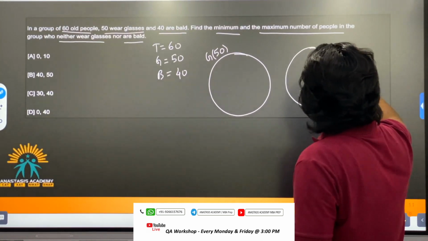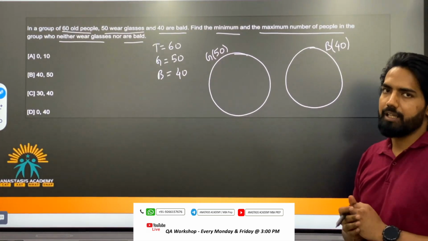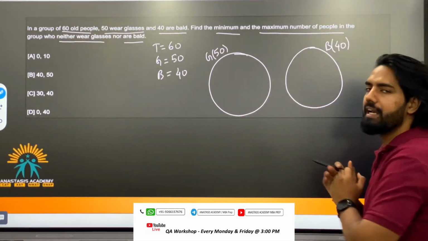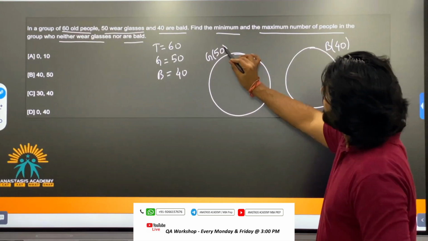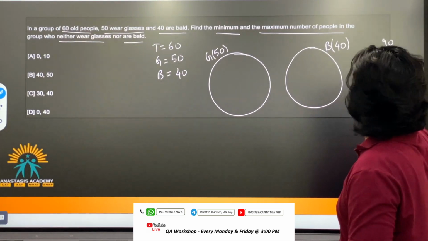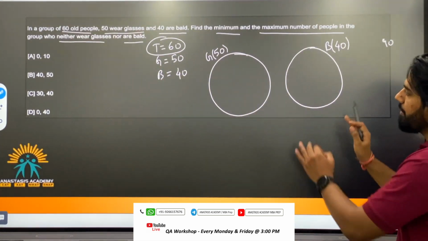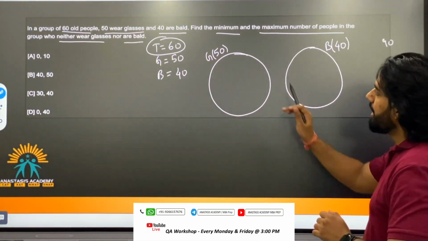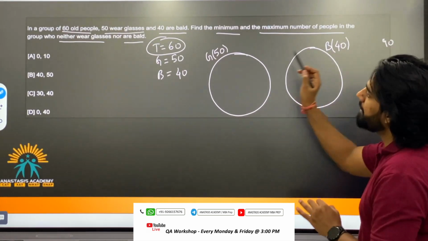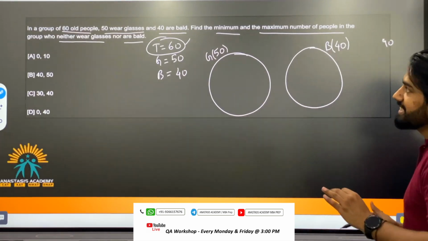So I am making them here. These are the group of bald people. The number of bald people is 40. Now, if these two groups are separate, the total number of people would be 50 plus 40, 90, but which is not true. The total number of people is 60. So there must be some overlap between these two groups, so that the total number of people cannot be more than 60. Now, this is the important bit.